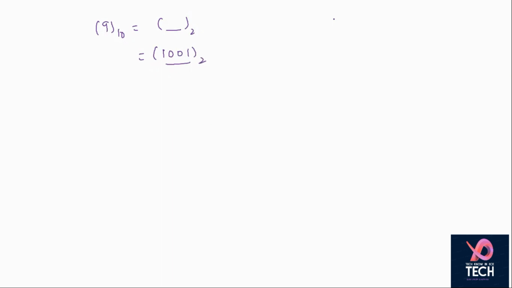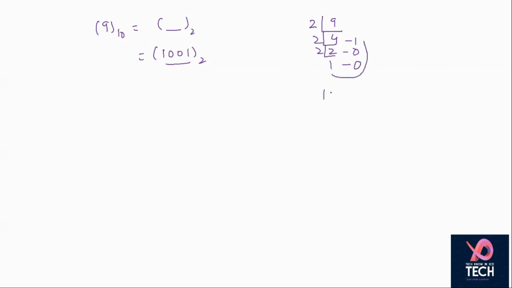But if you are a beginner, then you divide by 2. Why 2? Because the base is 2. 2 fours are 8, balance is 1. Then 2 twos are 4, balance is 0. Then 2 ones are 2, balance is 0. So you write from here to here and you get your number.